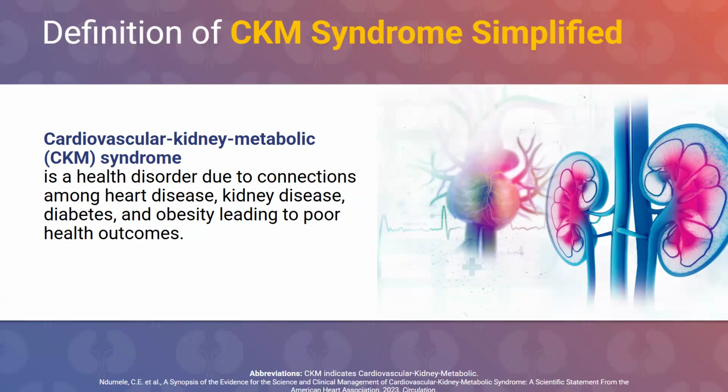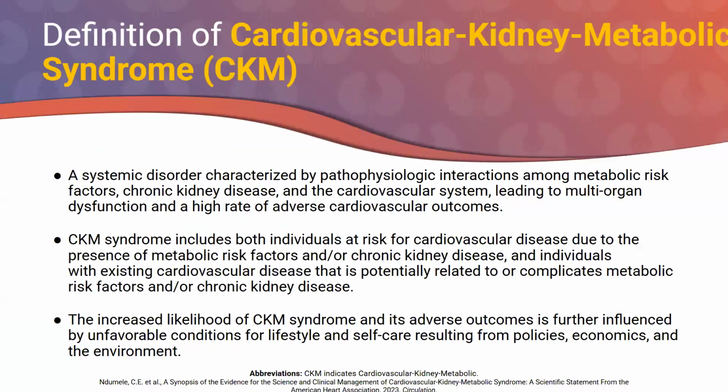It's a health disorder. It's been defined very simply as a health disorder due to connections among heart disease, kidney disease, diabetes, and obesity, leading to poor health outcomes. This is a simplified definition. And on the next slide, you have the AHA detailed definition. And you'll be getting the slides and you can read the text, but it's a systemic disorder. So if somebody has diabetes, they have the cardiovascular kidney metabolic syndrome. It's not just diabetes. If somebody has chronic kidney disease, they have this syndrome, etc.